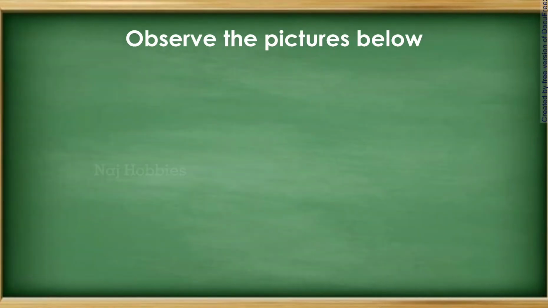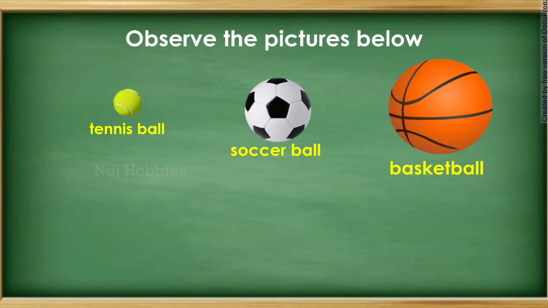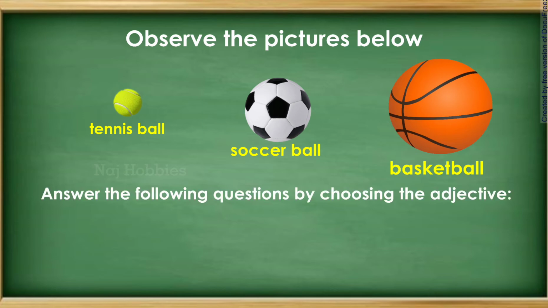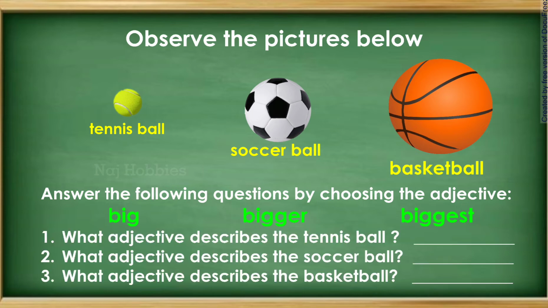Observe the pictures below. A tennis ball, a soccer ball, a basketball. Answer the following questions by choosing the adjective big, bigger, biggest. Number 1. What adjective describes the tennis ball? Number 2. What adjective describes the soccer ball? Number 3. What adjective describes the basketball?